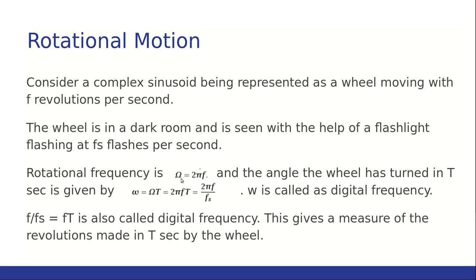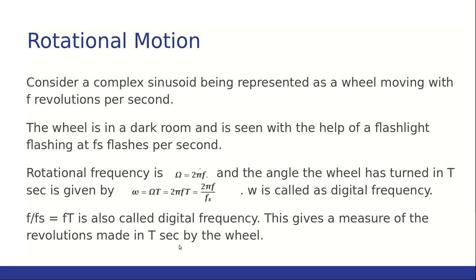The rotational frequency omega is given by 2 pi f, and the angle the wheel turns in T seconds is given by capital Omega, which is omega times capital T, which is this. Here Omega is called the digital frequency. The quantity f by fs, which is equal to f times capital T, is also called the digital frequency. This gives a measure of the number of revolutions made in T seconds by the wheel. So fT represents the number of revolutions made by a wheel in T seconds.